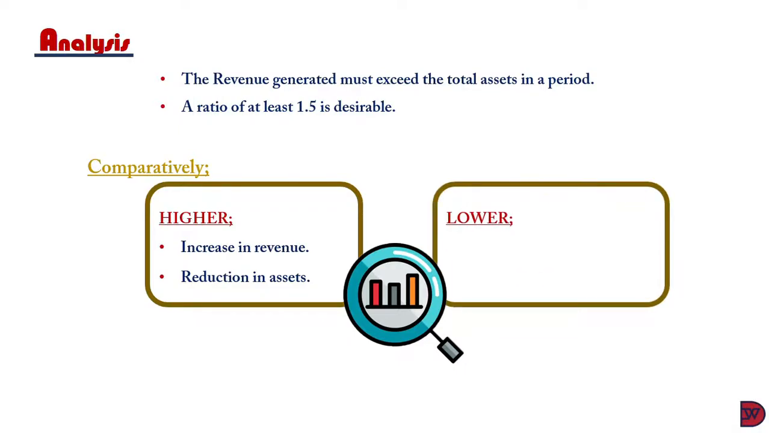Also, when a comparison is done and the ratio is lower, it can be as a result of a decrease in revenue, also known as sales, or an increase in total assets. Probably in that particular year, the business bought more assets, which increased the value of the denominator. Now, this ratio is not sacrosanct. It comes with certain issues.